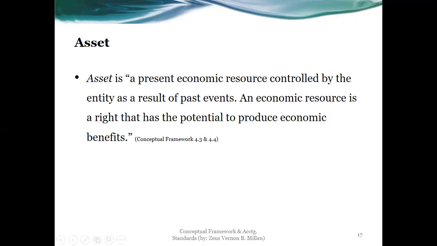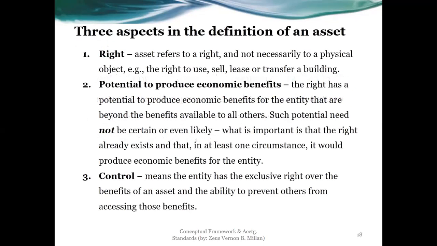It's more on the right to control the benefits over the asset, which is now a revision under the conceptual framework revised in 2018. Next, what are the three aspects in the definition of an asset? As I've said, it's more on the right, not the physical object. So if we have the right to use it, sell, lease (another word for rent), or transfer a building. Next one is the potential to produce economic benefits.